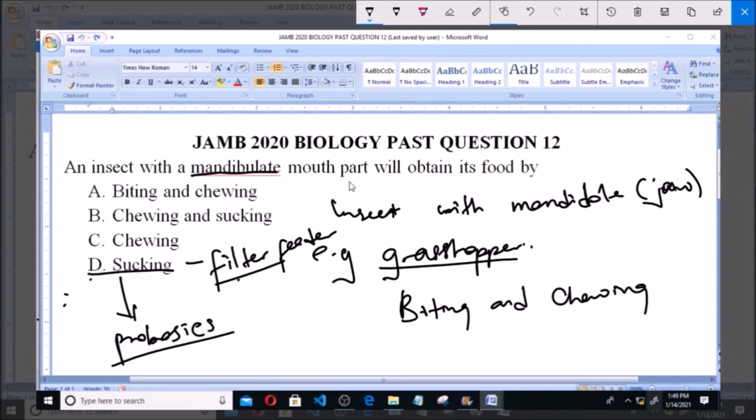But for those with mandibular mouth parts like the grasshopper, they bite and chew their food because of the presence of this lower jaw. So option A is the correct answer to the question. Biting and chewing, not chewing and sucking, and not chewing alone and not sucking. So those that suck use a proboscis to suck, and we call them fluid feeders or filter feeders. So option A is the correct answer to the question.